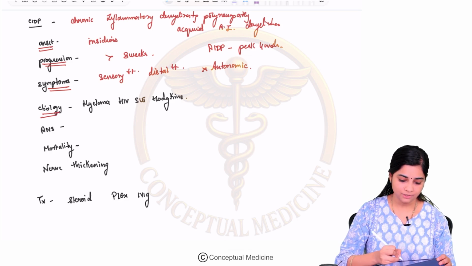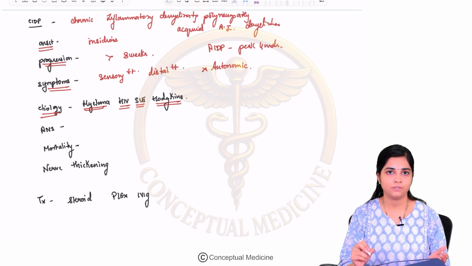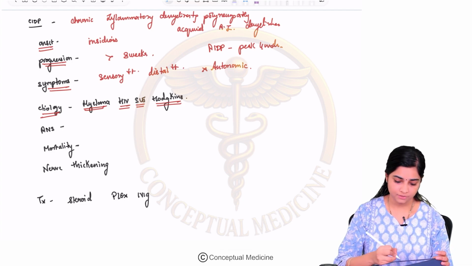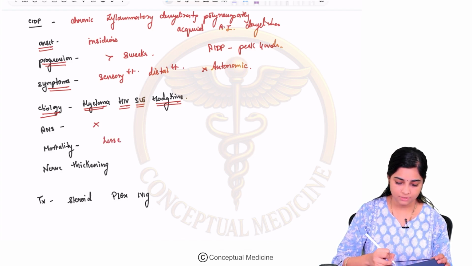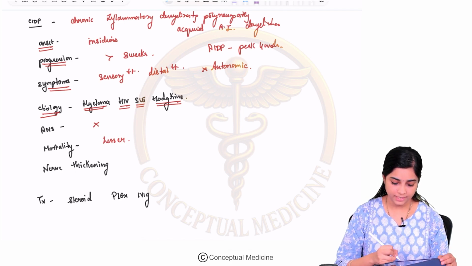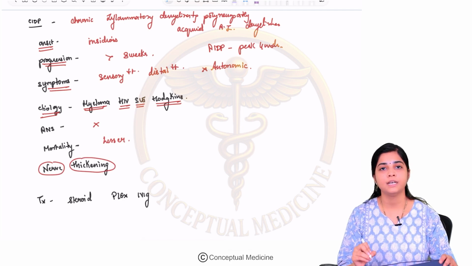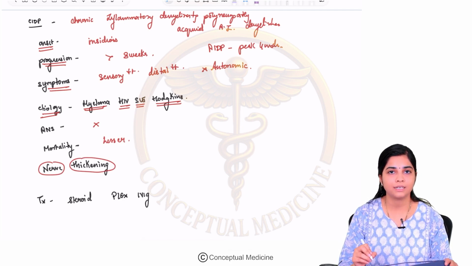Okay, so what are the etiologies? It can include myeloma, HIV, SLE, Hodgkin's lymphoma, right? So these are the various etiologies for CIDP. Autonomic nervous system involvement is not there and the mortality is much lesser because it is slightly chronic in nature, right? And a characteristic feature that we find on examination is the presence of nerve thickening. You can find thickened nerves.